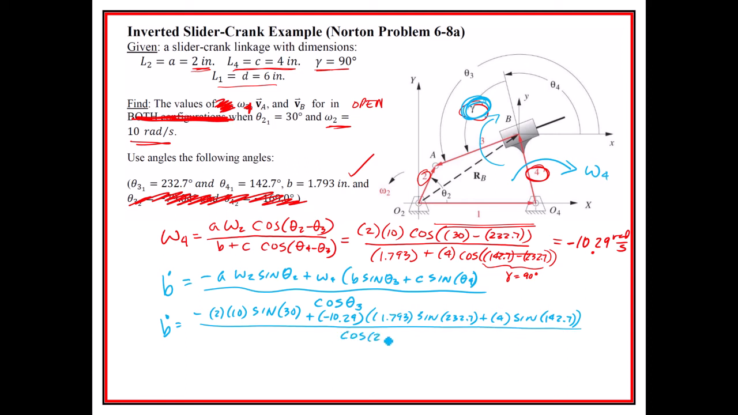Cosine of 232.7, and it ends up getting us a B dot of 33.44 inches per second.